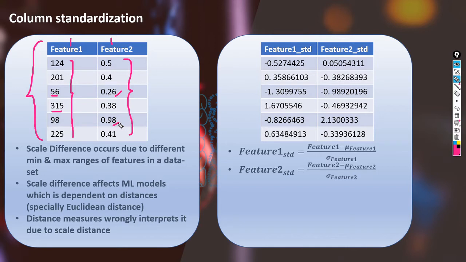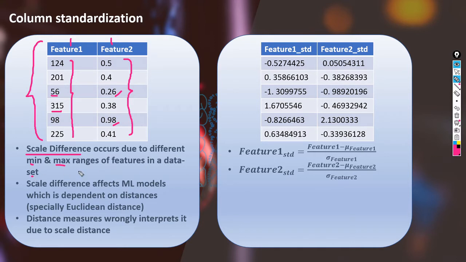Now, from these, I think you have guessed what is happening. Feature 1 has one scale, feature 2 has another scale. There is a mismatch between the scales. This is called scale difference. Scale difference occurs due to the different minimum and maximum ranges of features in the data set.